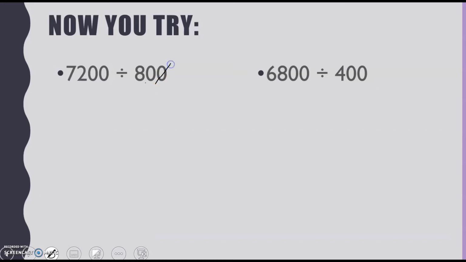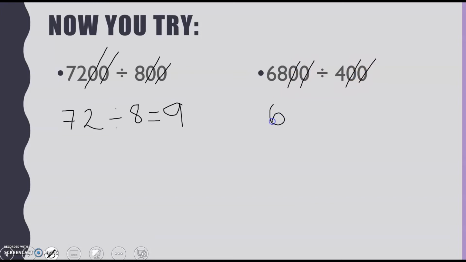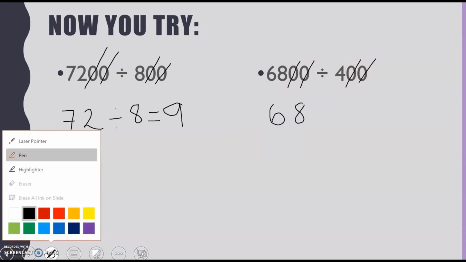Okay, 2 zeros at the end of 800, can remove the 2 zeros at the end of 7,200. 72 divided by 8 leaves us with 9 as our answer. And again, 6,800 divided by 400. Well, let's get rid of those matching zeros. This leaves us with 68 divided by 4.